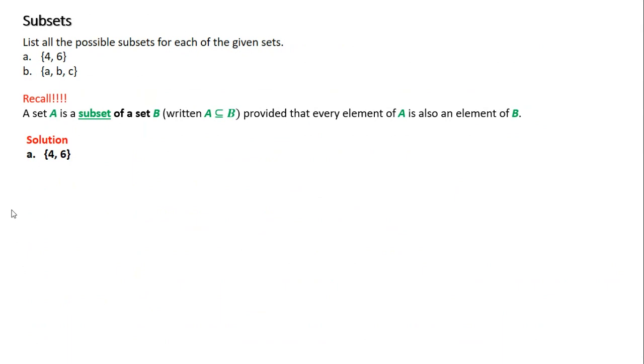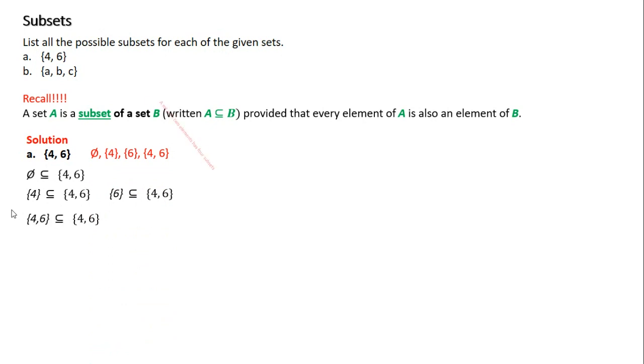So for the solution of A, we have the empty set, right? That is a subset of {4, 6}. We have {4}, we have {6}, and we also have {4, 6}. So these are all the subsets of {4, 6}: the empty set, 4 by itself, 6 by itself, or 4 and 6. Easy stuff, I hope.